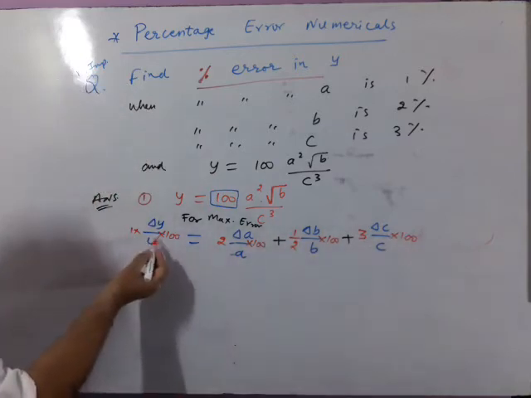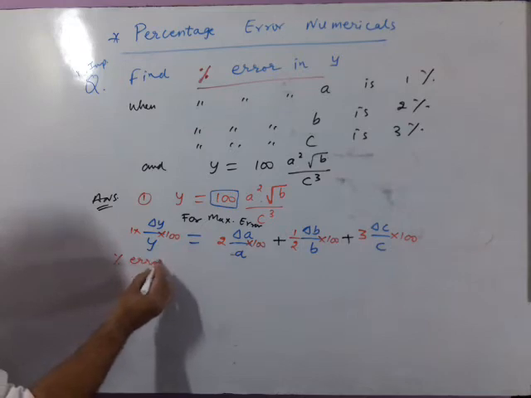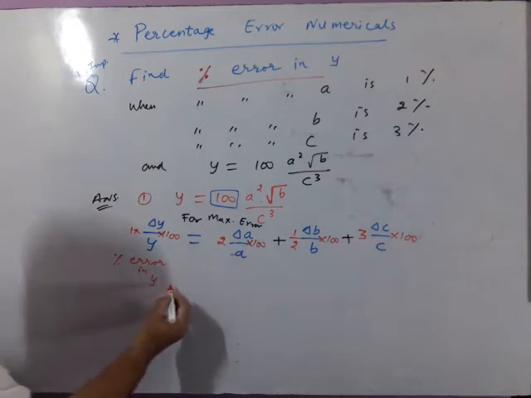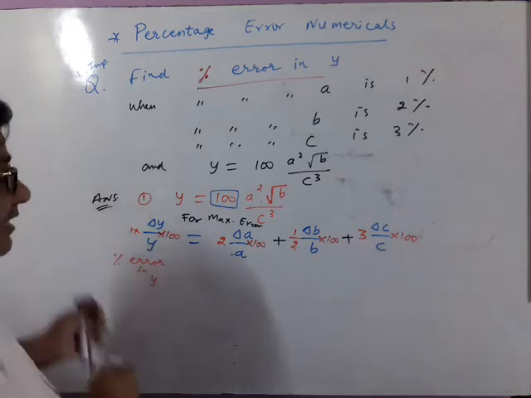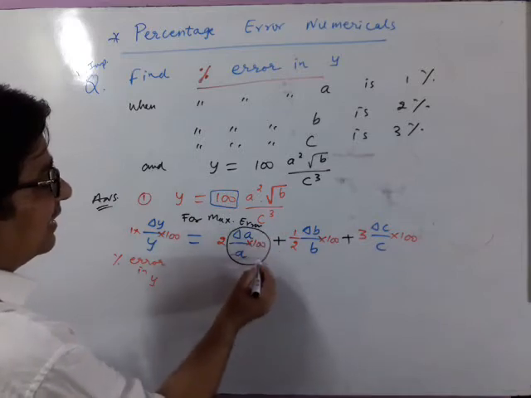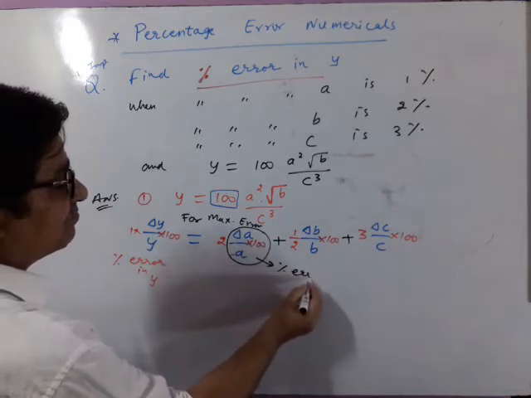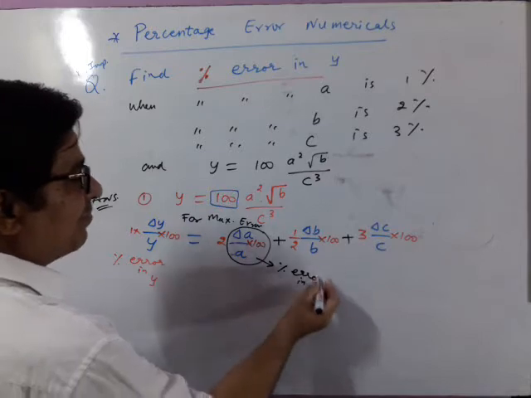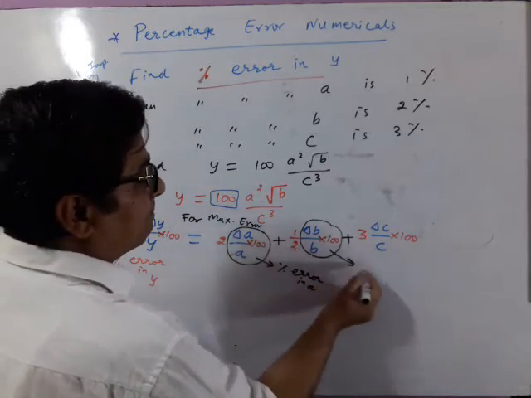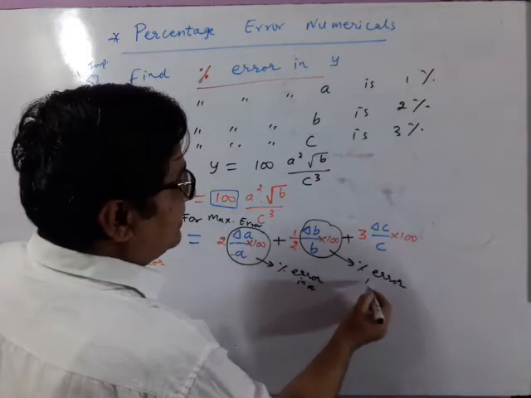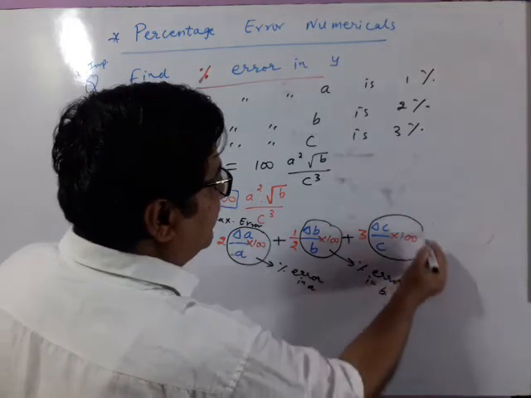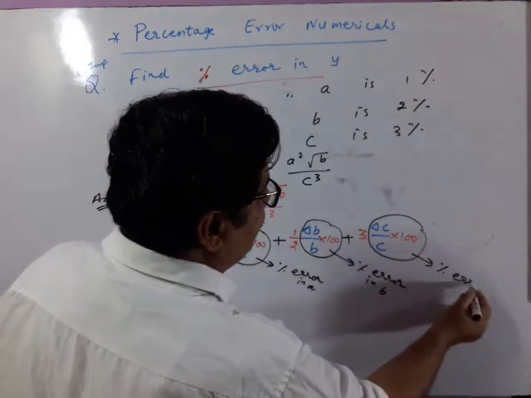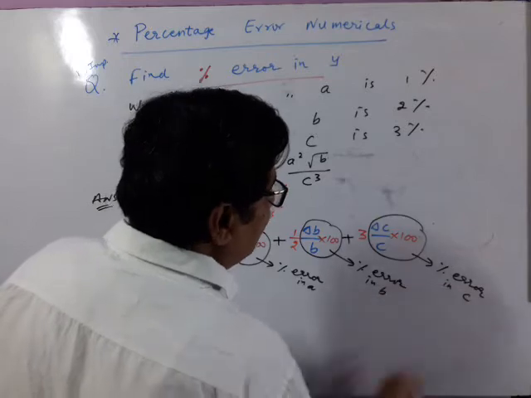This becomes percentage error in Y. You know, delta Y upon Y into 100 is percentage error in Y. Similarly, this is percentage error in A. So this will be percentage error in B, and it is percentage error in C.